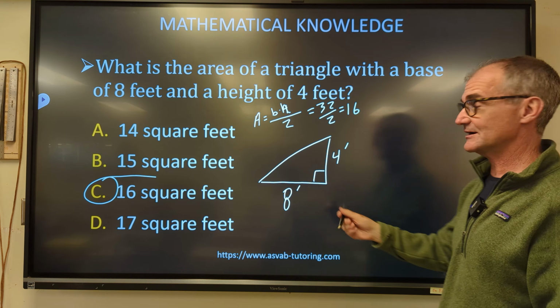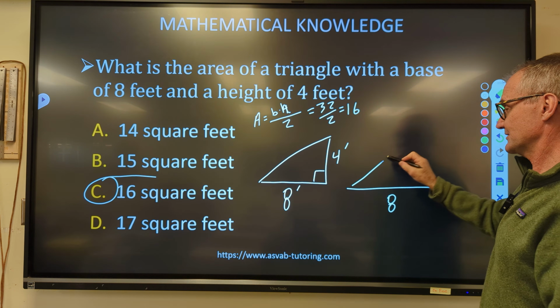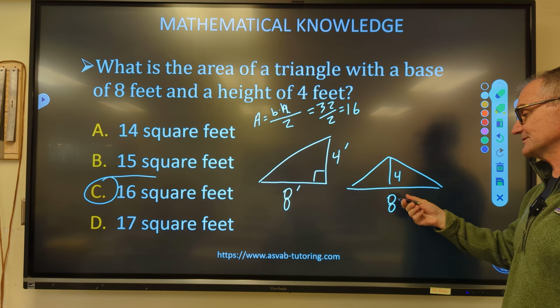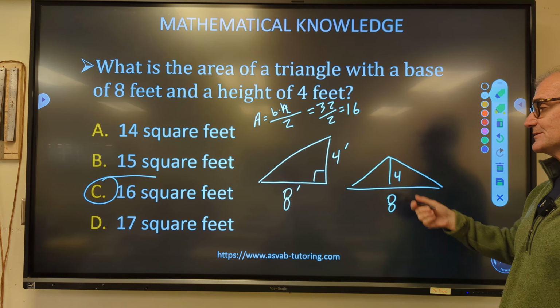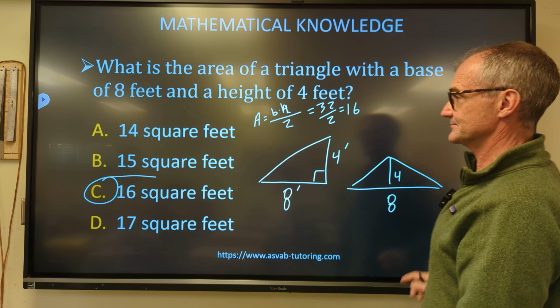Let's say I didn't draw the triangle like a right triangle. I just drew it like this. 8 with a height of 4 like that. Area of that triangle as well is still 8 times 4 divided by 2. So all triangles are base times height divided by 2.